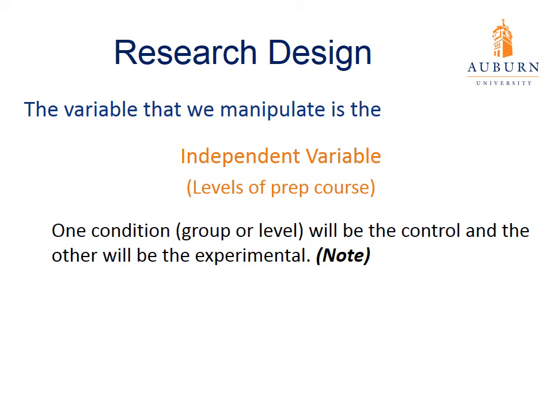And then we have a second condition or a second group or level that's called the experimental group or the experimental level. The experimental level receives the treatment, in this case the prep course. So in this particular example we have one condition of no prep course, and then we give an intervention, and then we measure them again, and then we have an experimental group that has received the prep course, and we then make a comparison between the no prep course versus the prep course.